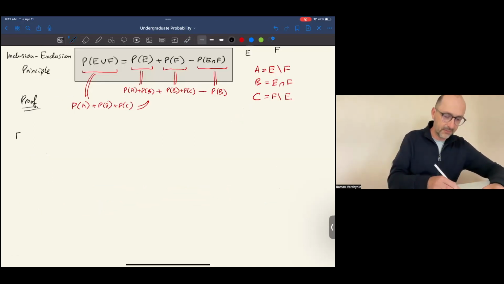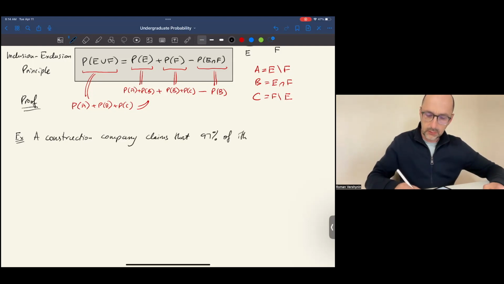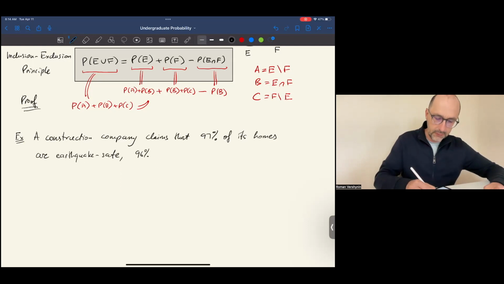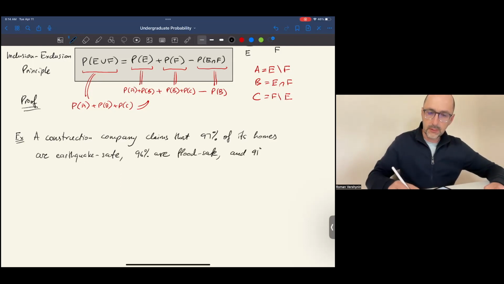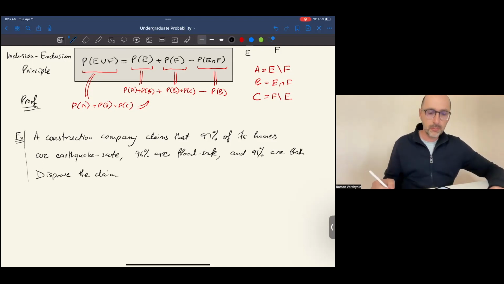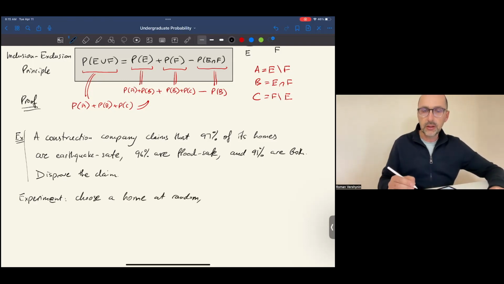Here's an exercise. A construction company claims that 97% of the homes it builds are earthquake safe, 96% are flood safe, and 91% are both earthquake safe and flood safe. Disprove their claim. To do this, formulate this problem probabilistically. We choose a home at random, according to the uniform probability, where any outcome, any home, can be chosen equally likely with the same probability.